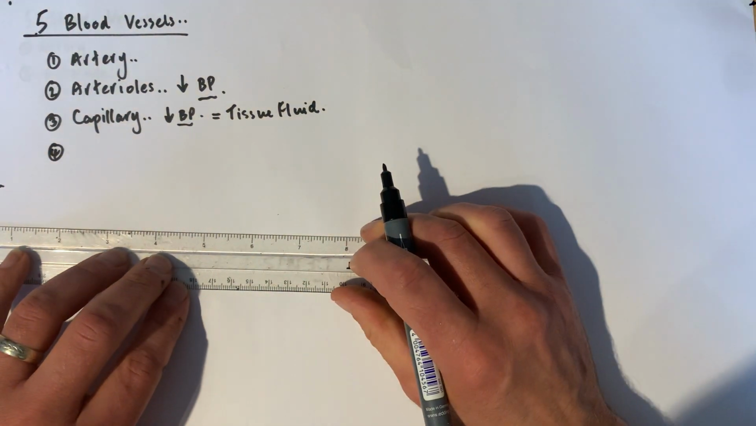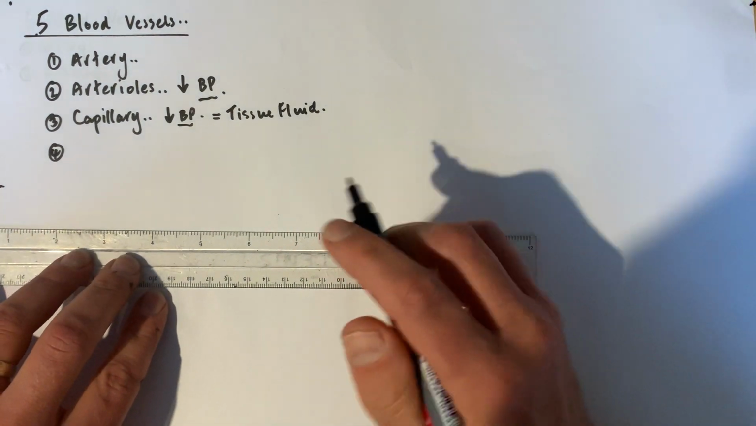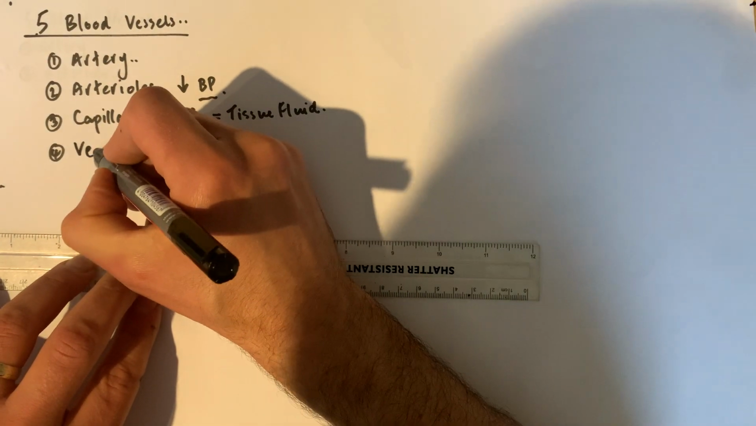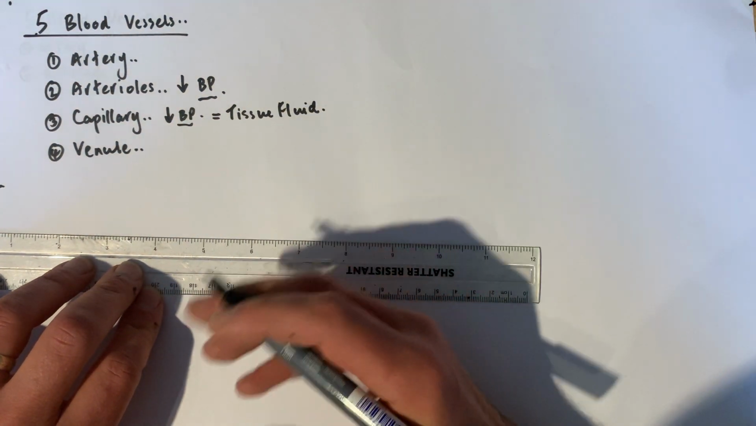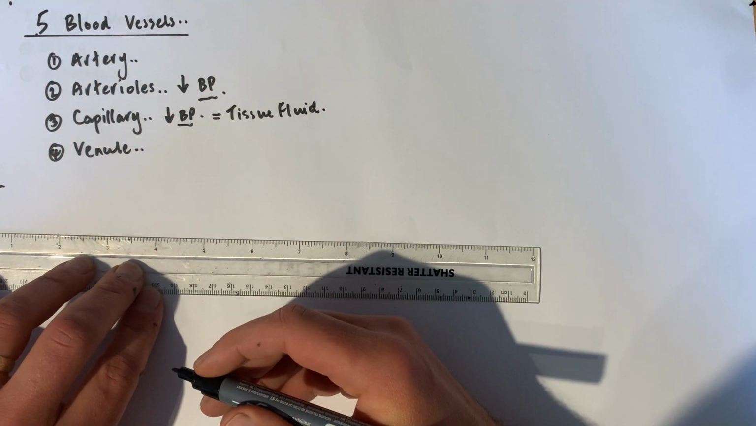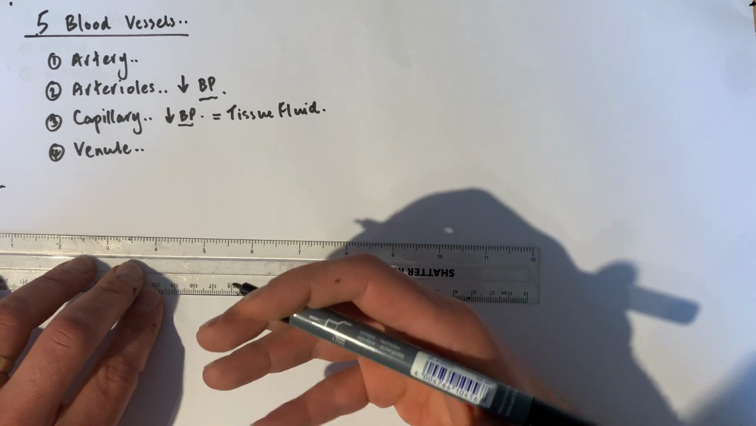Now capillaries then rejoin together, and when they do this they form a venule. So the venule will start to carry deoxygenated blood away from the capillary network and therefore away from the tissue.